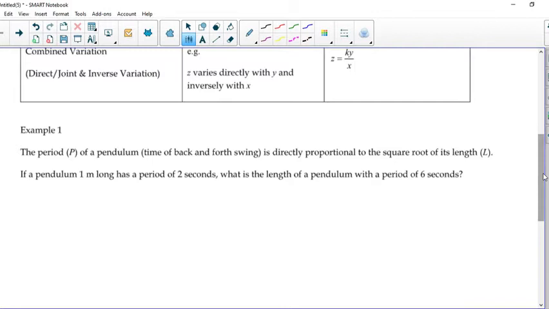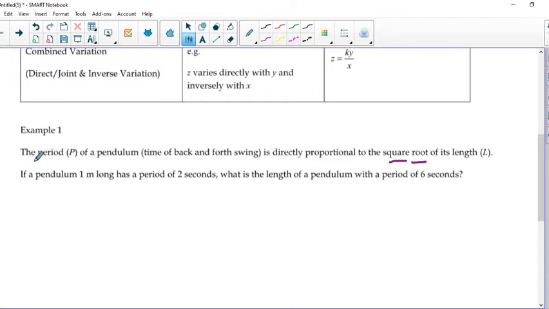Okay, so let's do a couple of these problems, and then we'll start you on your way. The period of a pendulum, the time back and forth, is directly proportional to the square root of the length. So please note that right there, square root of the length. If a pendulum is 1 meter long and has a period of 2 seconds, what is the length of the pendulum with a period of 6 seconds?